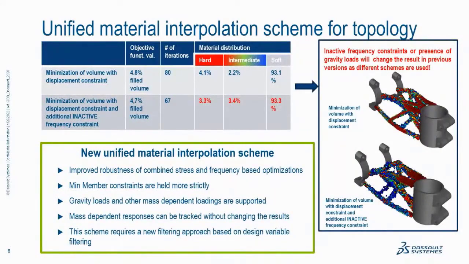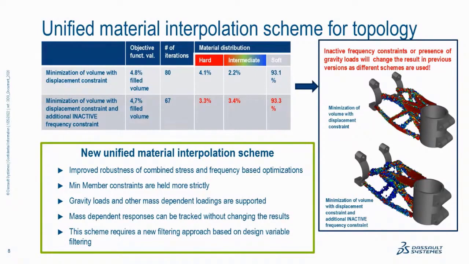And the idea is as follows. Tosca chooses an interpolation scheme according to the responses present in the optimization. So if there are some mass-dependent responses, Tosca will try to get another scheme as compared to when there are only non-mass-dependent responses.